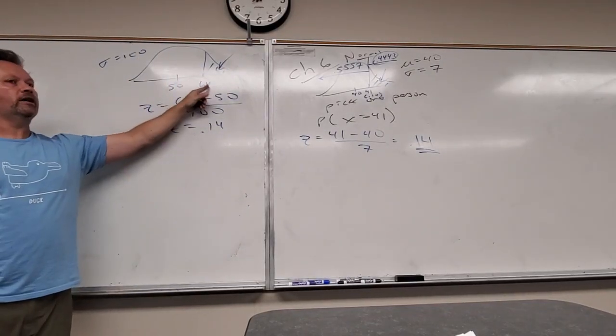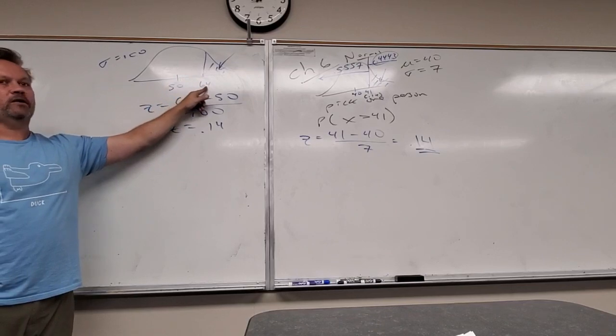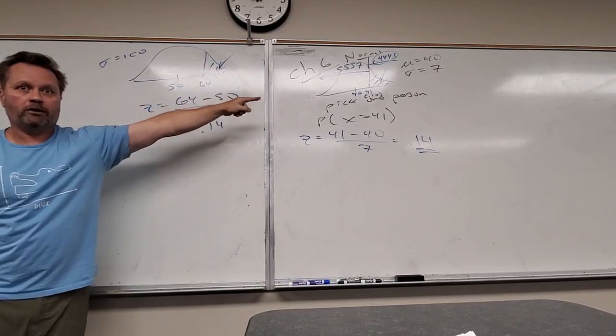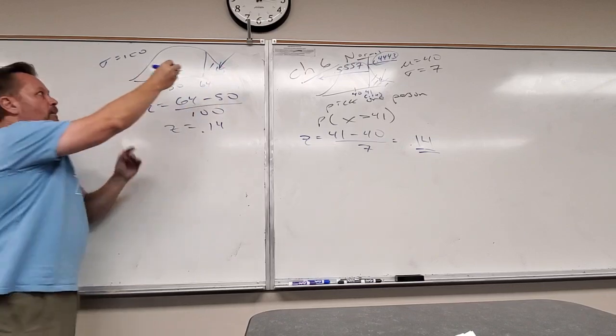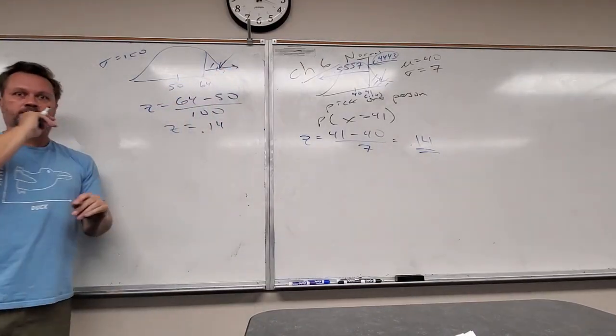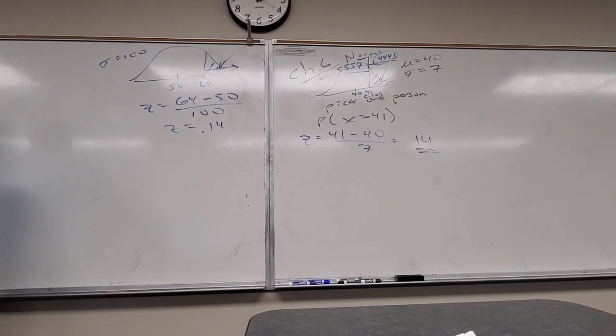Because 64 is the same relative distance away from the mean that 41 is over there. So of course it's going to have the same area above it. It's gone the same relative number of steps up from the mean, so it's going to have the same area above it.